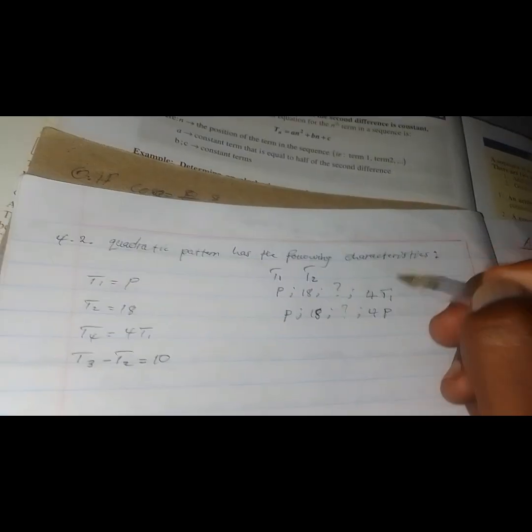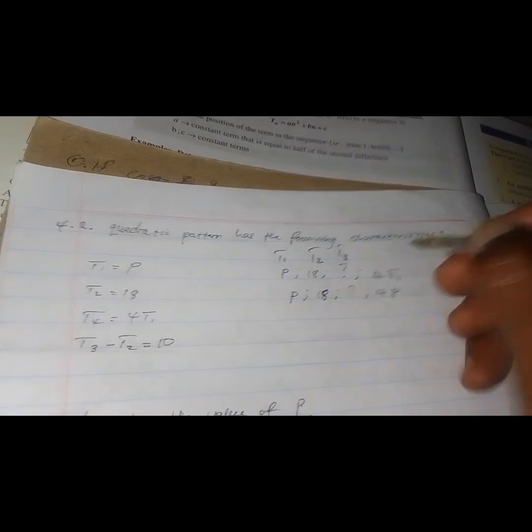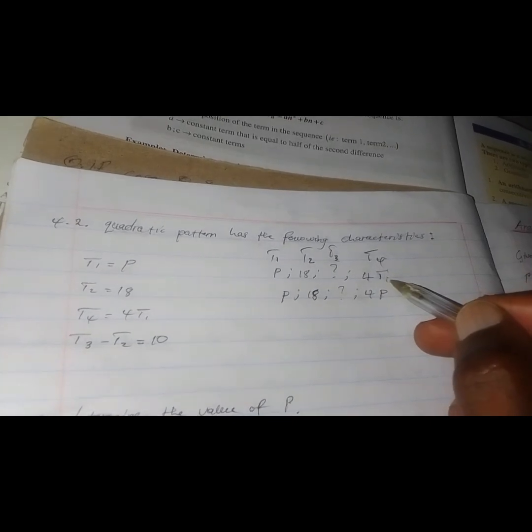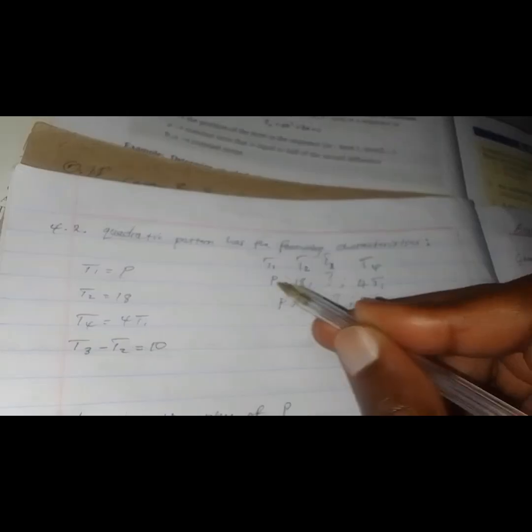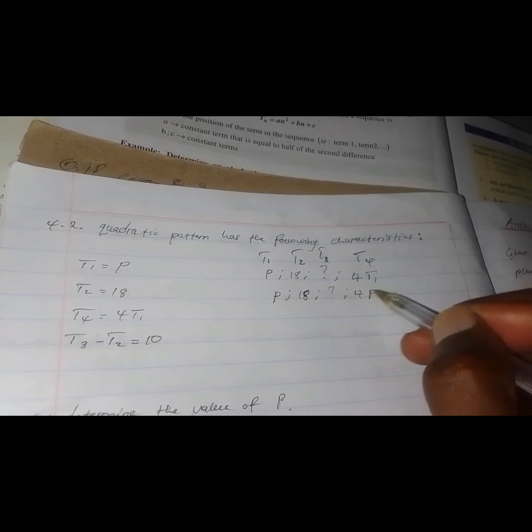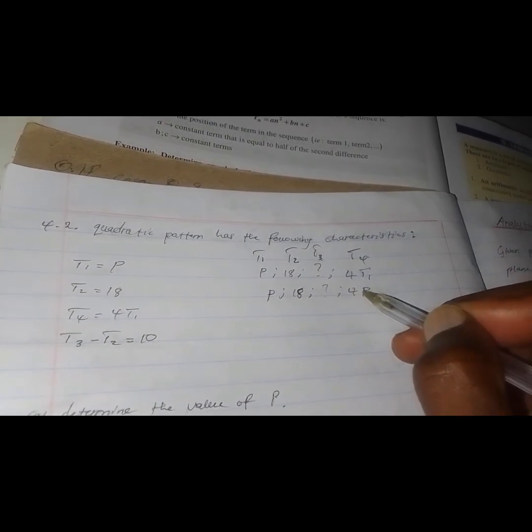Alright, here is how we do it. You have P as your T1, and you have 18 as your T2. We don't know our term 3; our term 3 is still in question. Then we have term 4, which is 4 T1. Your T1 is P, so in place of T1, you're going to put P, and it's 4 multiplied by P.